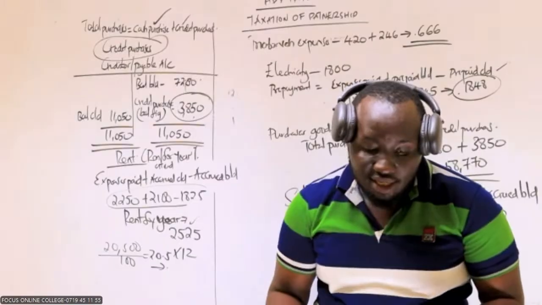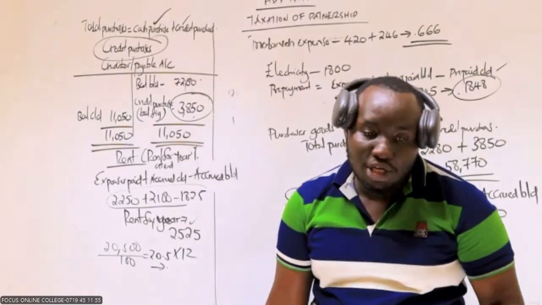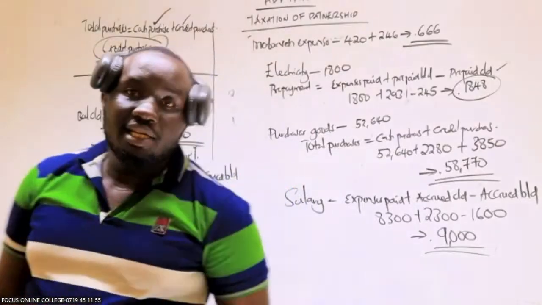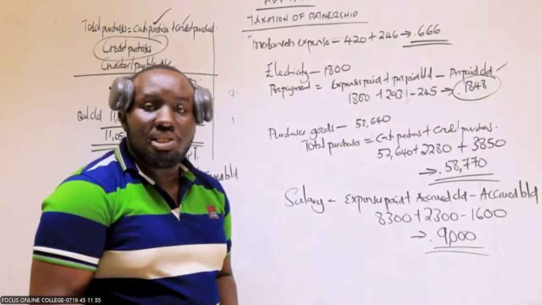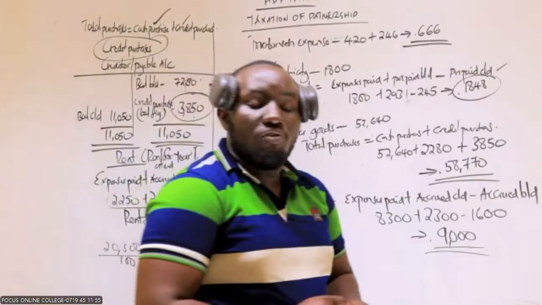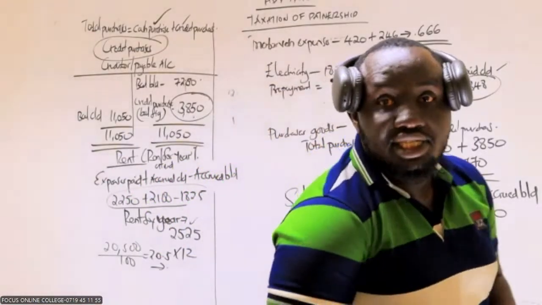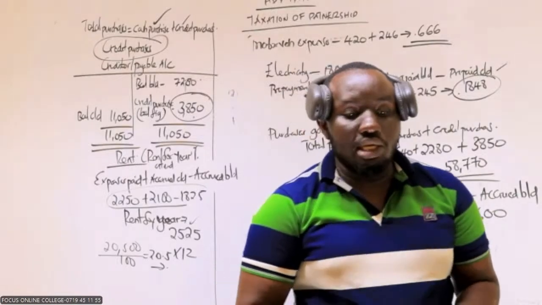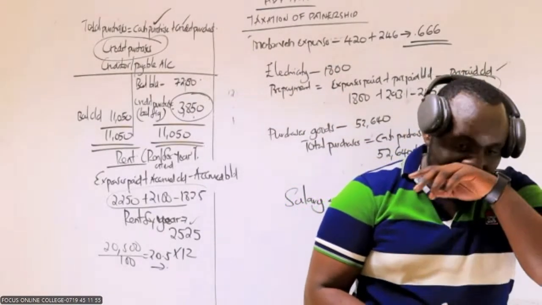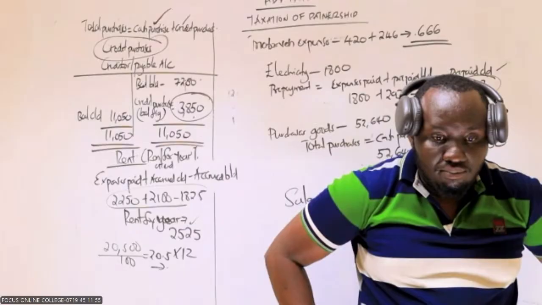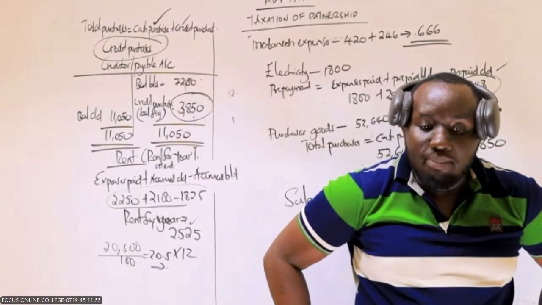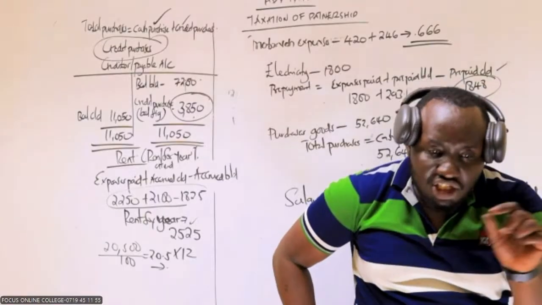Purchase of saloon car, 4.5. What do I do with that? Is that an allowable expense? Purchase of what we call a saloon car. What are we going to claim? We are going to claim investment allowance.